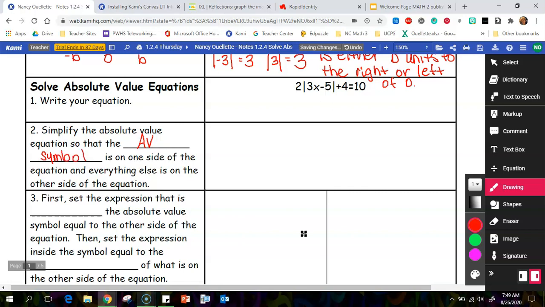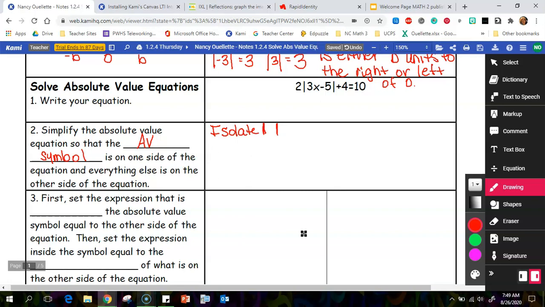the part with those bars, those AV bars, is on one side of the equation and everything else is on the other side of the equation. In other words, isolate the AV symbol. So isolate this part of that equation.